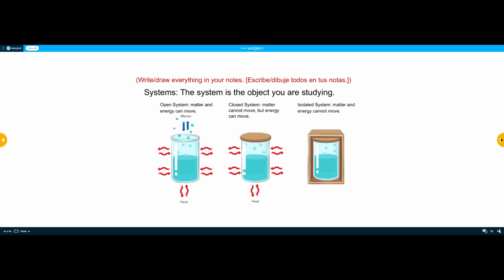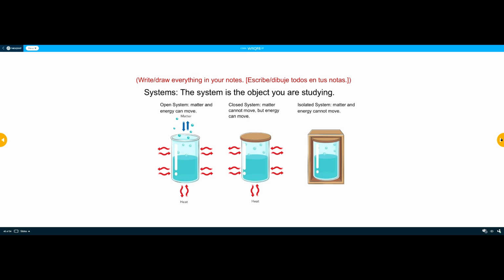In the notes, please make sure you write and draw everything. A system is an object that you are studying. It's the thing that you care about in any science experiment. Usually, we talk about systems and surroundings in reference to the item we are studying and the container, and sometimes the room that we are working in.